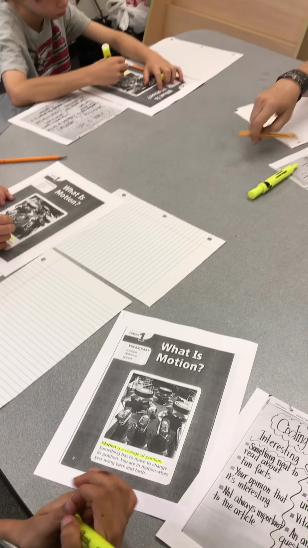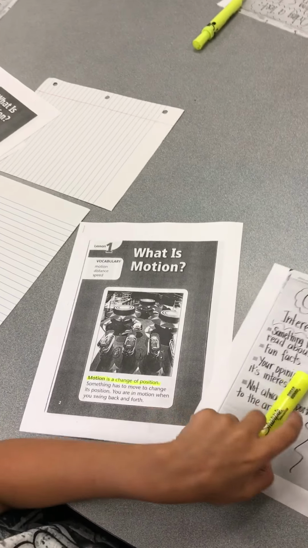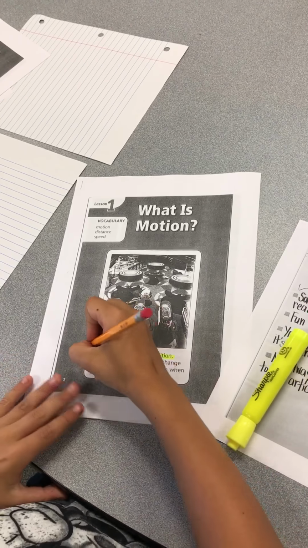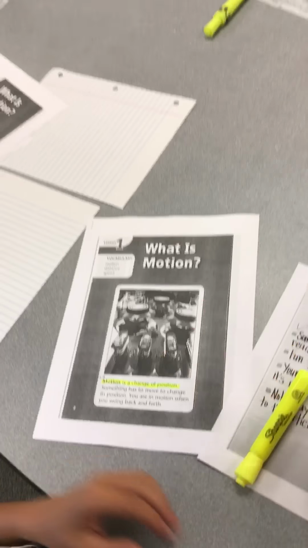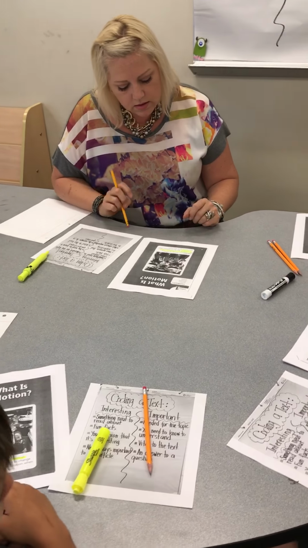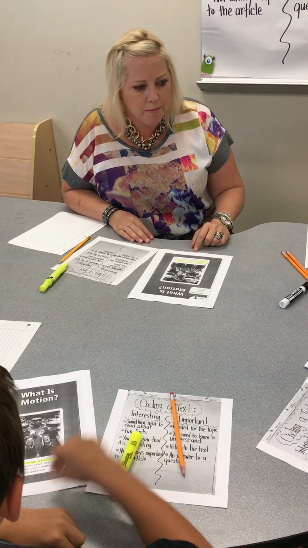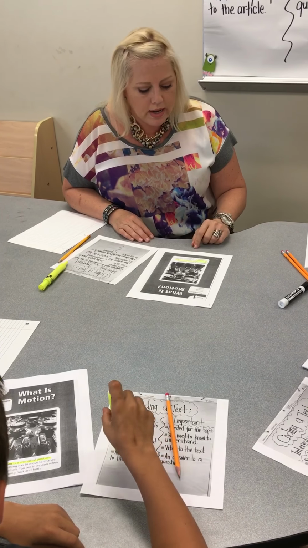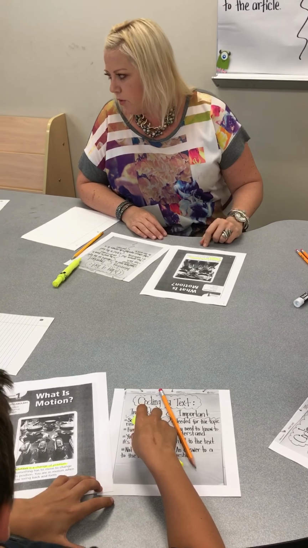I need you to take your pencil, and at the beginning of the sentence, I want you to put an IM for important. Okay, let's talk about the last sentence, why that might not be coded as important. You are in motion when you swing back and forth.